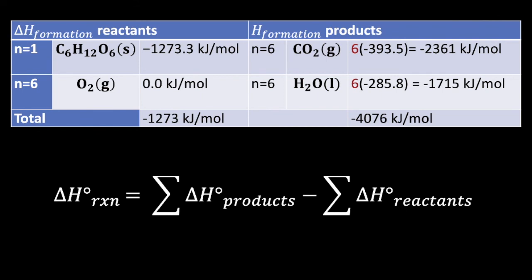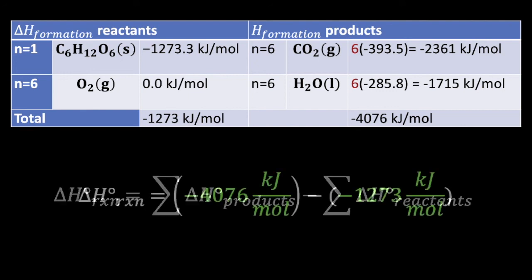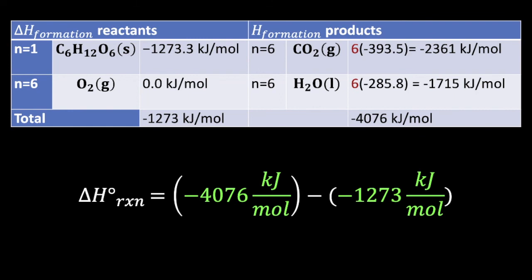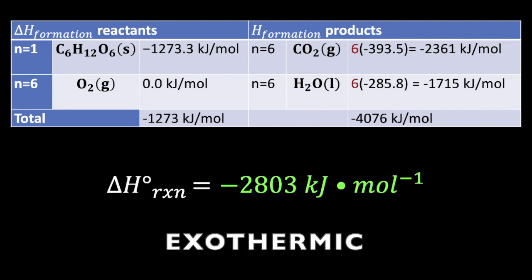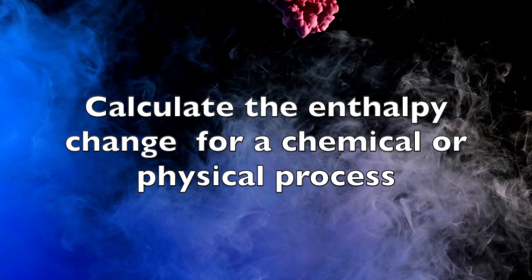So let's go ahead and do this. And I make sure to take my coefficients into account. I'm going to take the standard heats of formation for my products and subtract the standard heats of formation for my reactants. And I get the same thing I got doing it the equation way. Negative 2803 kilojoules per mole. This reaction is exothermic.